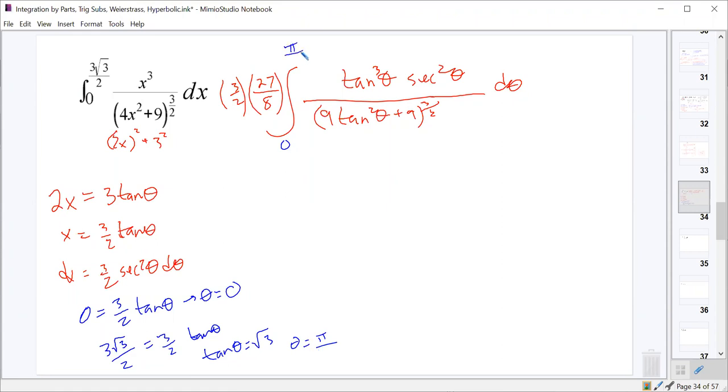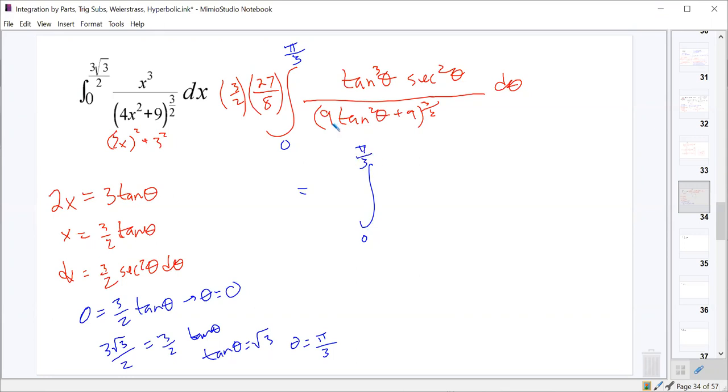3. Good. All right, so we have effectively 81/16 the integral from 0 to pi over 3 of tangent cubed theta secant squared theta over 9 tangent squared theta plus 9 to the 3 halves power d theta. So let's make that look nicer. So first off, no constants in the numerator, correct? No constants in the numerator.